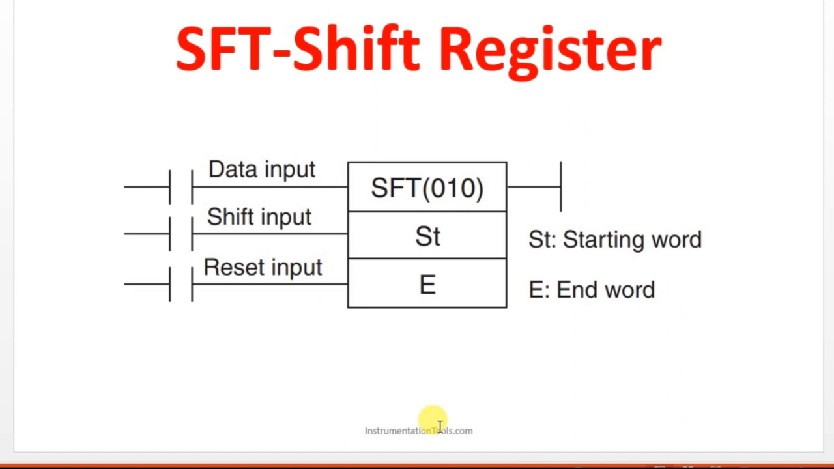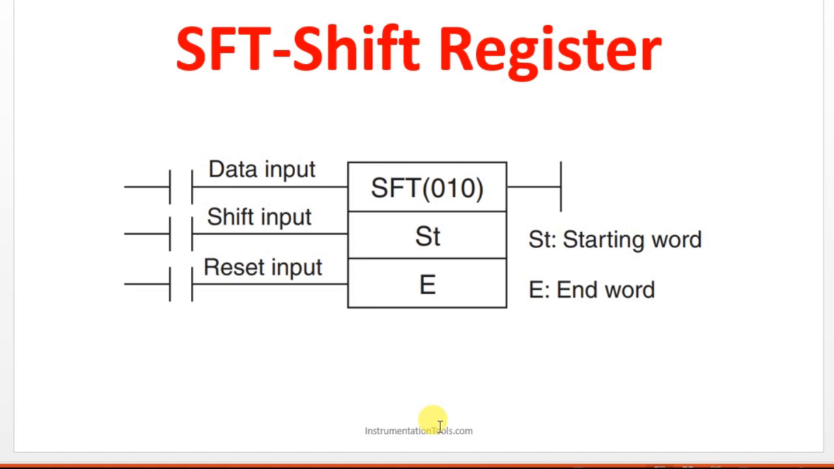SFT is the instruction name for shift register in Omron PLC. Alright, so here we are having 5 variables. One is data input, another one is shift input, another one is reset, and we have 2 word addresses, which is starting word and ending word.